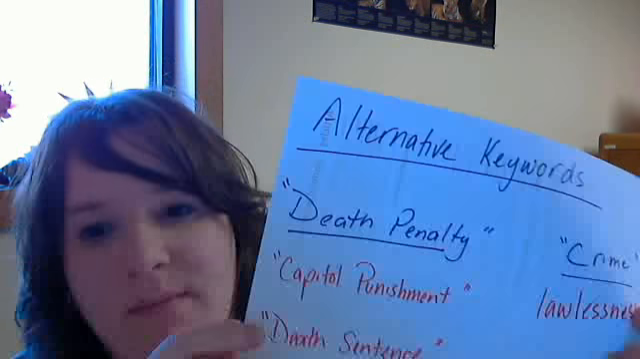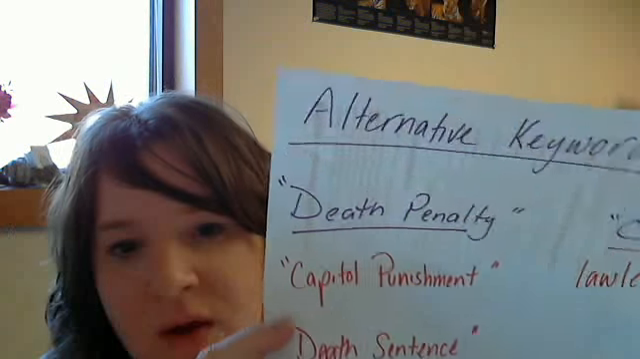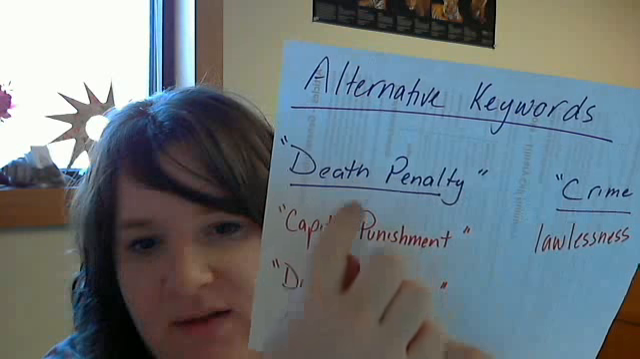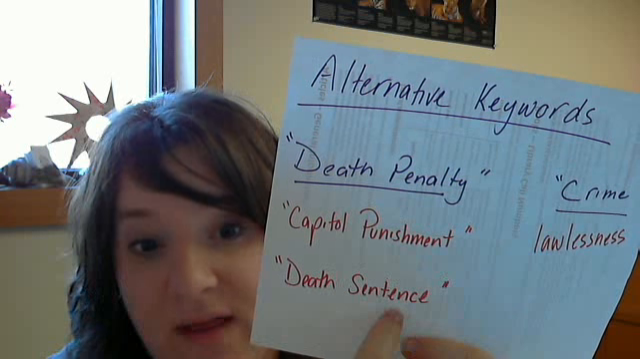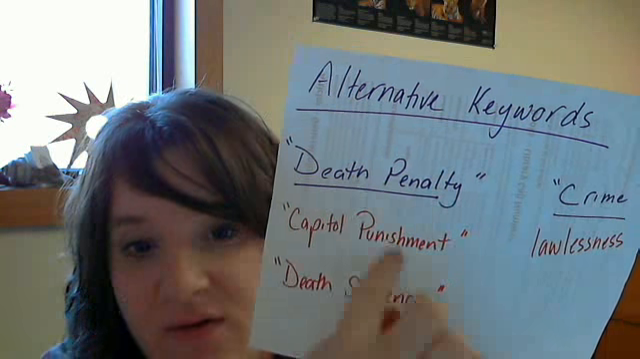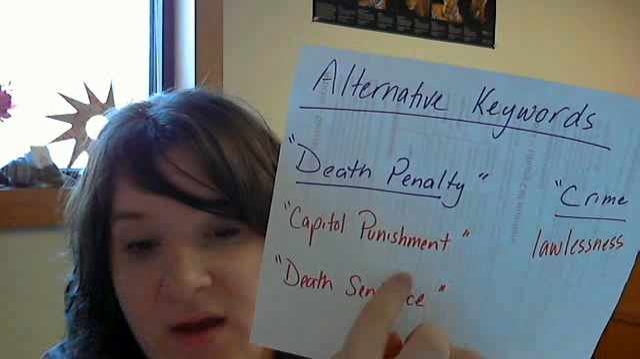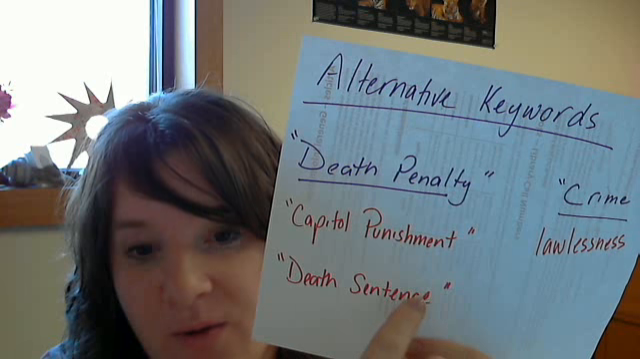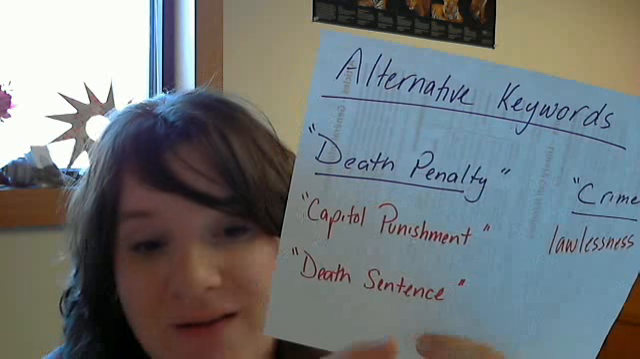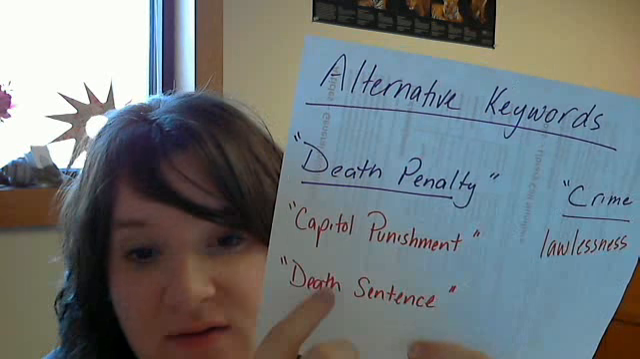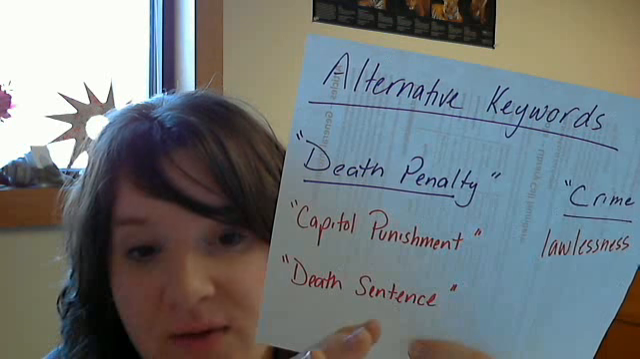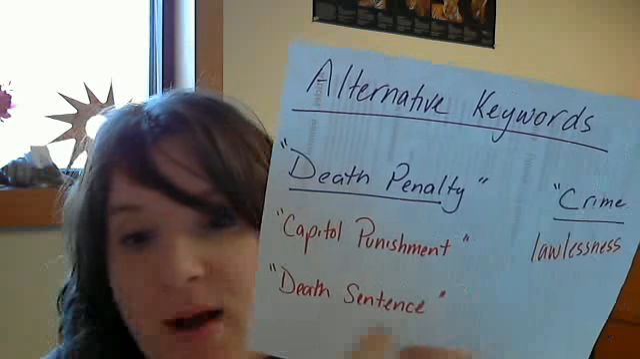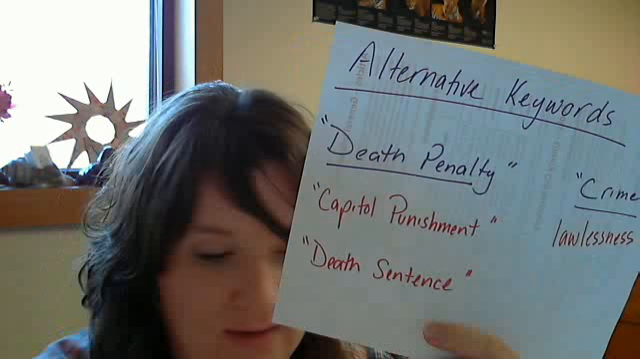So if I have my list of alternative keywords, everything under the death penalty list is a like term. All of these are synonyms. So what I would do is say death penalty or capital punishment or death sentence, because essentially what I'm saying is you could take one of these terms and substitute it with any other one, and I would be fine with that because they mean the same thing. Now in crime, it would be crime or lawlessness.